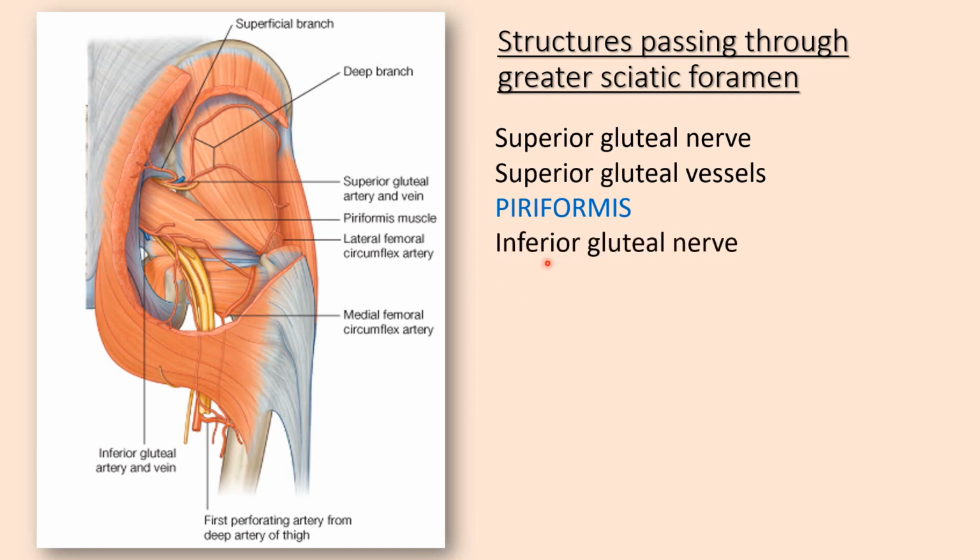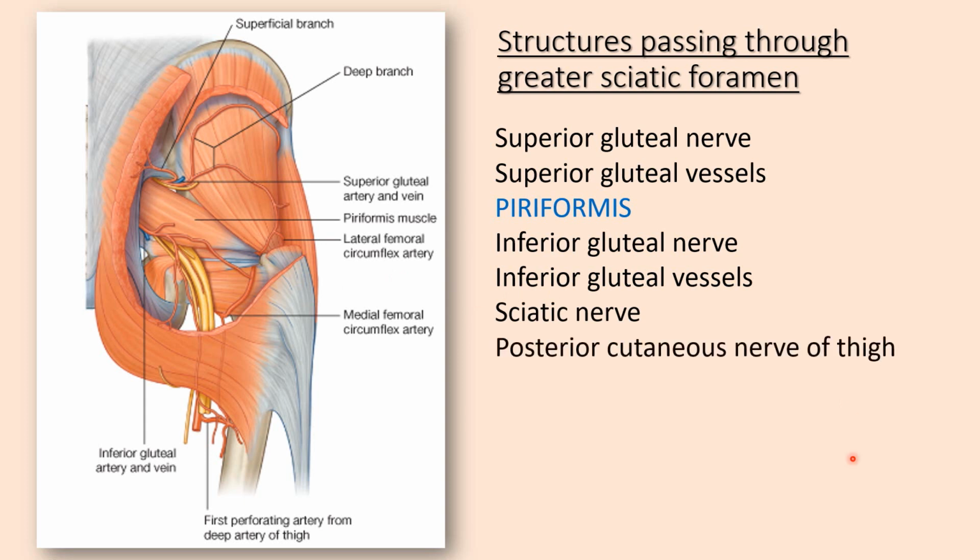Below the piriformis, the inferior gluteal nerve, which supplies gluteus maximus. Inferior gluteal vessels, which anastomose with superior gluteal vessels around the hip joint. Sciatic nerve, the thickest nerve of the body, which is formed by the lumbosacral plexus. Posterior cutaneous nerve of thigh, which is just medial to the sciatic nerve, which can be seen here.